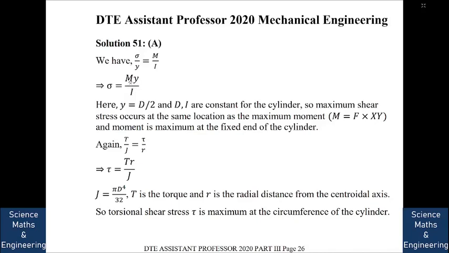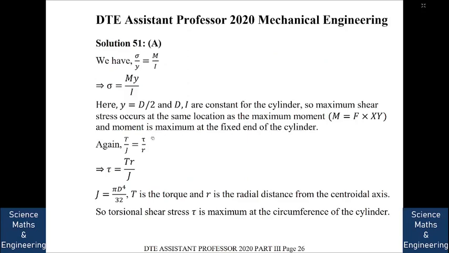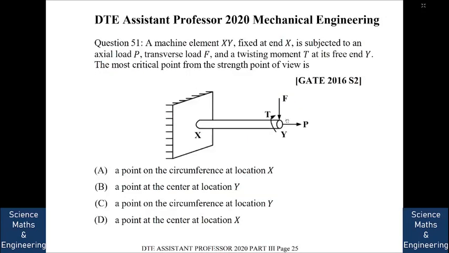So only M is changing. So maximum shear will occur at the location where this M is maximum. Now M is equal to how much? Force into this distance xy. So force F into this distance xy. Right. And the moment is maximum at the fixed end, because F into xy.